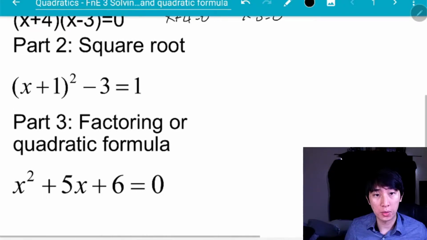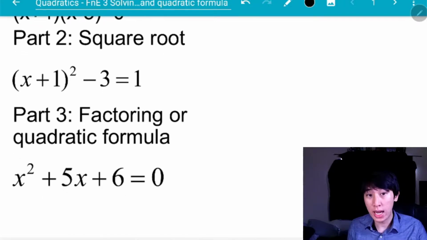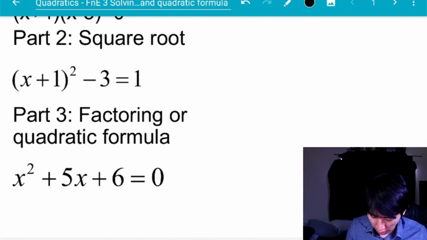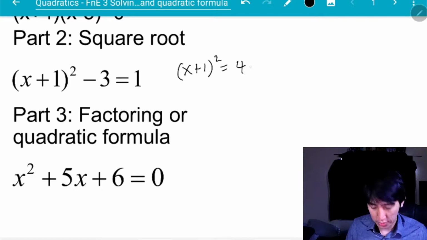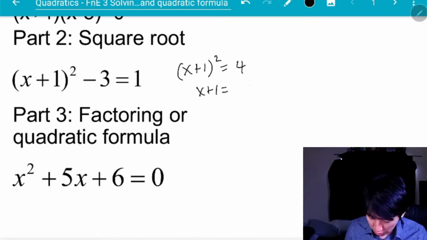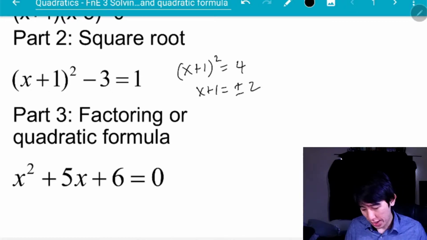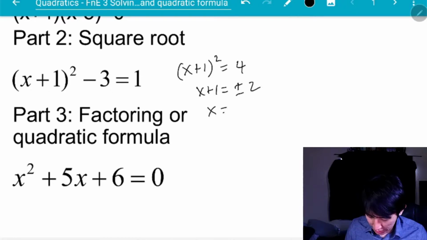When you're doing square roots, that means there's only one x and it has a square. That means you're using inverse operations or SADMEP or whatever you want to call it, and you're just getting your parentheses by yourself. So (x plus 1) squared equals 4. And then after that, you square root both sides. x plus 1 equals plus or minus 2. And then you just solve for x. So we have x equals plus or minus 2 minus 1.